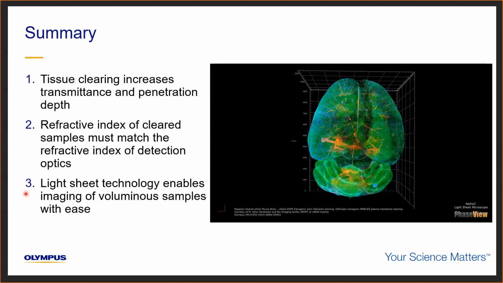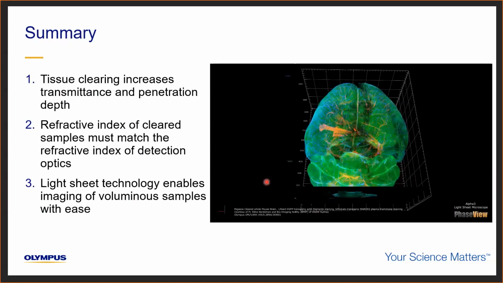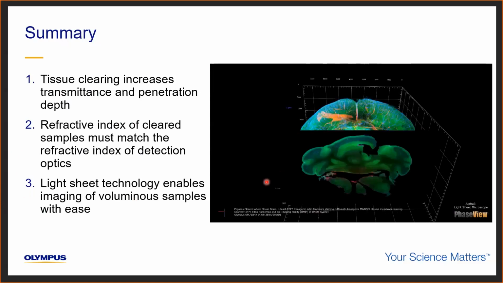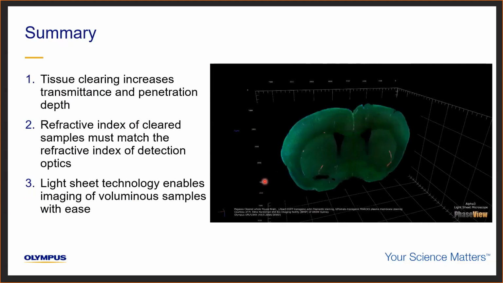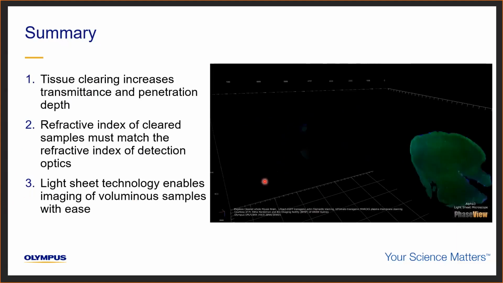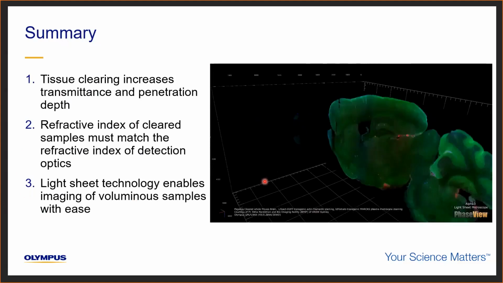I'd like to just play the video again. This is a whole mouse brain that was captured with the alpha-3 Lightsheet microscope at 10x magnification.